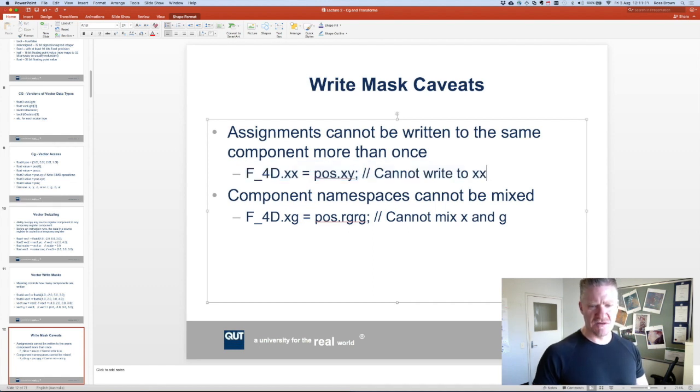And the other one too is if you mix up the namespaces. So remember I said we could have been doing this with RGBA. In this example here, that's fine, but you can't, because we're going to make copies of things and move them around, but here, X and G, not allowed. Just can't mix X and G, bad news. So that will push out a syntax error as well.